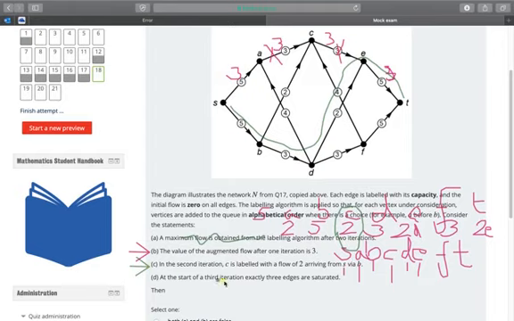At the start of the third iteration, exactly 3 edges are saturated. That's also correct, because 2 were already saturated. Actually, no, it's not correct, is it? Because these are both saturated.